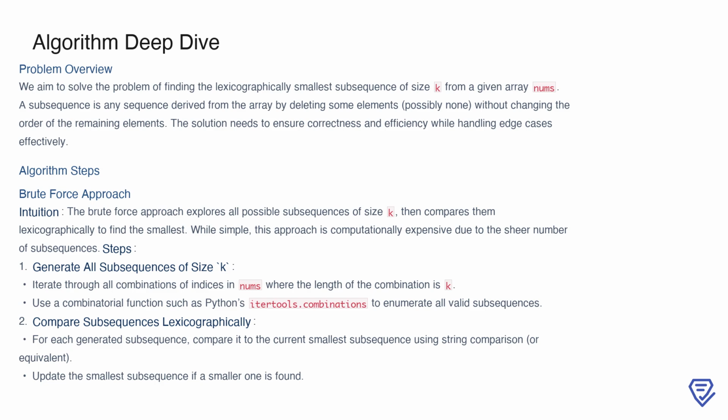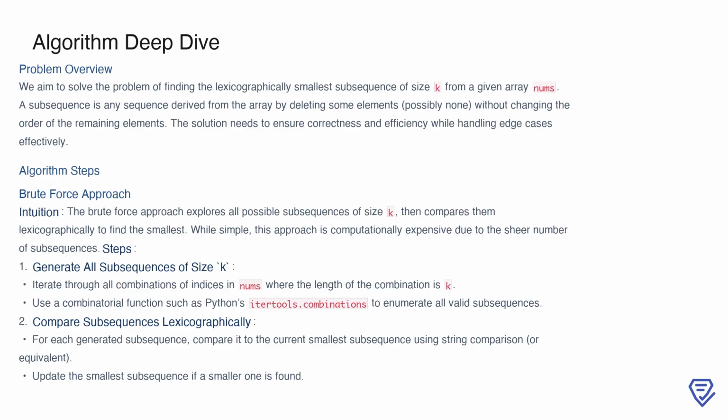First, we generate all subsequences of size k. This can be done by iterating through all possible combinations of indices in the array. Python's itertools.combinations is a helpful tool here to enumerate these combinations efficiently. Once we have all the valid subsequences, we compare them lexicographically. For each subsequence, we check if it is smaller than the current smallest one and update accordingly.